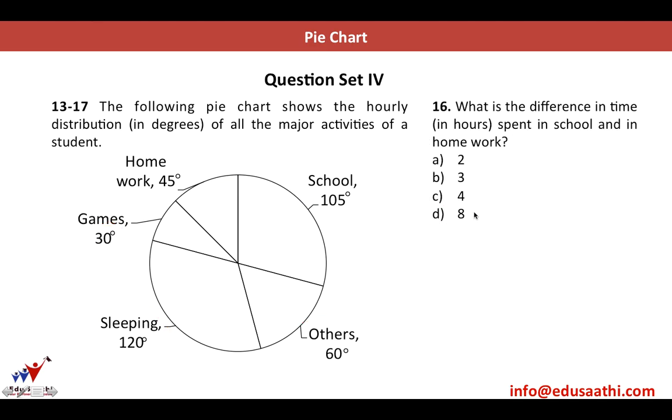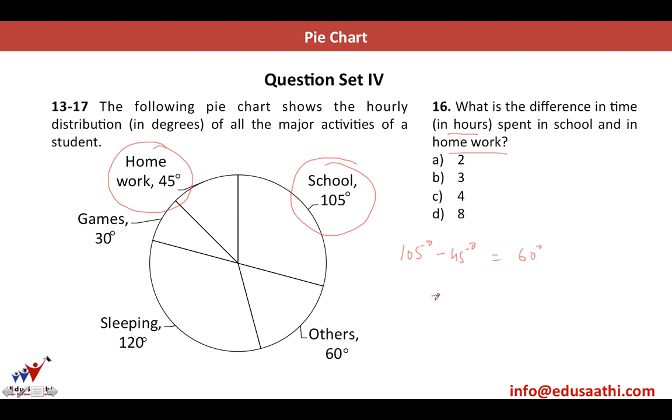Let's look at the next question. What is the difference in time in hours spent in school and in doing homework? So in school he spends 105 degrees, in homework he spends 45 degrees. So what is the difference? 105 degrees minus 45 degrees, which is 60 degrees.